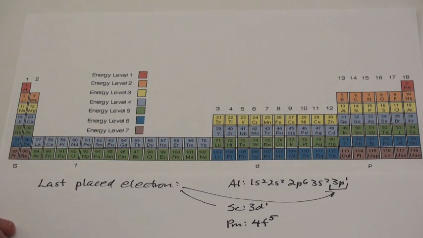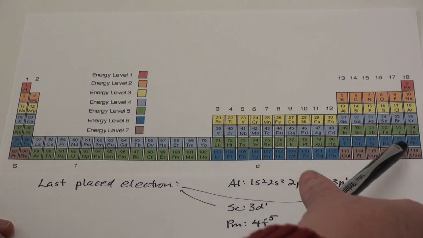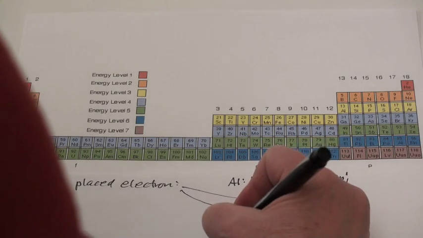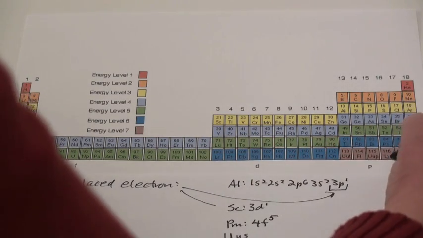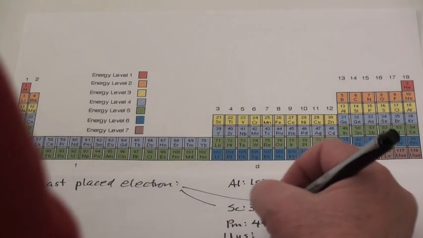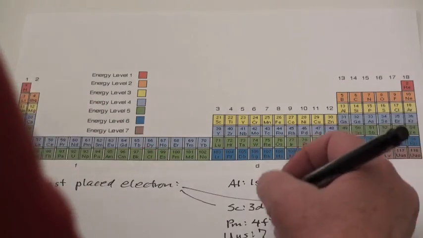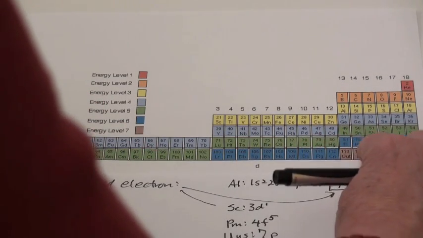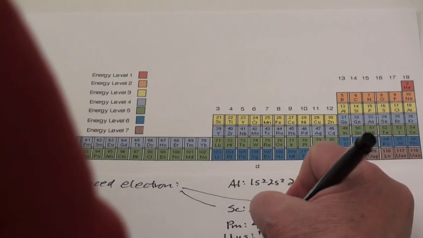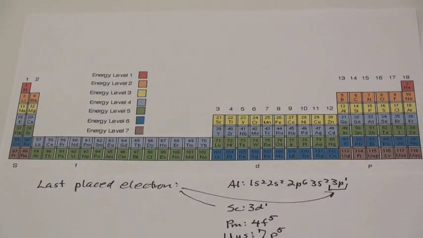Let's say you wanted to find the last place electron of UUS, 117. Well, the color is 7, so it's the 7th energy level. It's the P block, and it's 1, 2, 3, 4, the fifth one in. So the last place electron, again, is the quickest that it comes. It's not always used because there's things that you miss when you get that, but there's lots of times it comes in handy.